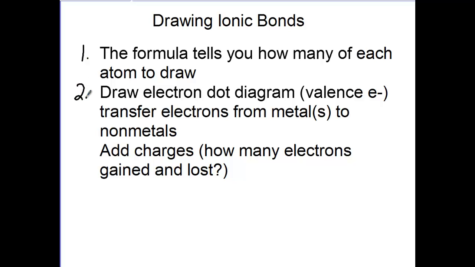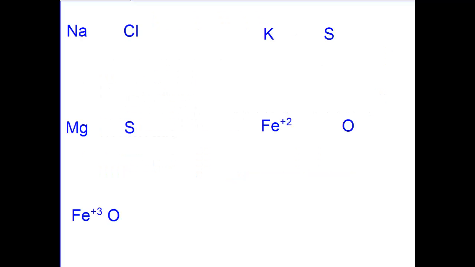Number 2, you're going to draw the electron dot diagram. Basically, we're showing our valence electrons. And we're going to show our electrons transferring from our metals to our nonmetals. Step 3, we're going to be adding charges. In this step, we're looking at how many electrons we gained or lost. This is our oxidation number. So when you said that a particular metal had a +2 charge, you should end up with a +2 charge at the end. So let's look at a few examples with this.